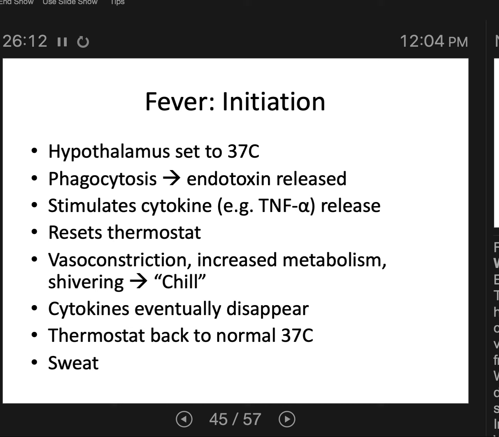That's one type of PAMP. It's a generalized molecule common to all gram-negative bacteria. So that PAMP is going to stimulate a cytokine release from some of your immune cells, including TNF-alpha, tumor necrosis factor alpha. So we have that same cytokine again that we saw with inflammation.